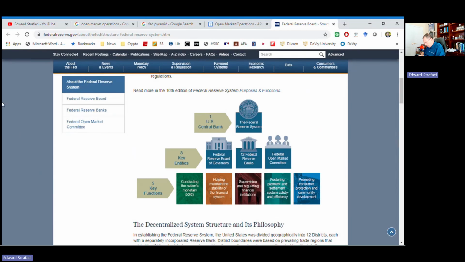So the Federal Reserve is at the top of this pyramid, and they have the Board of Governors, which is the governors of each region, and we talked about that in previous videos. And then you have the reserve banks. So the governors and the reserve banks kind of go together, and they watch the different regions in the economy.